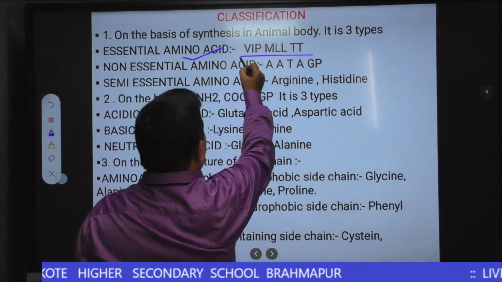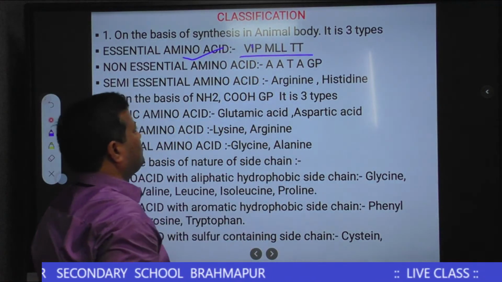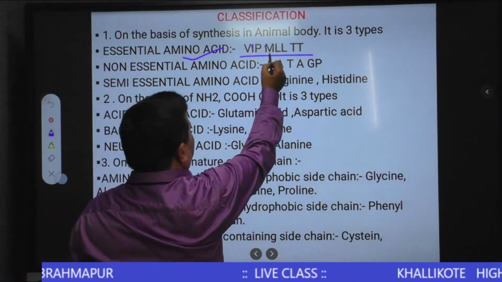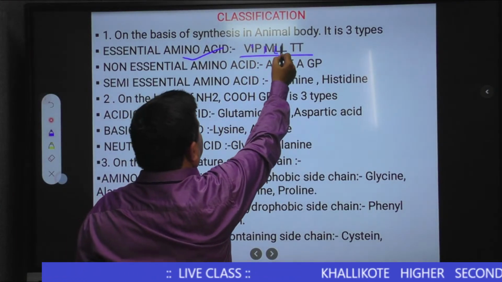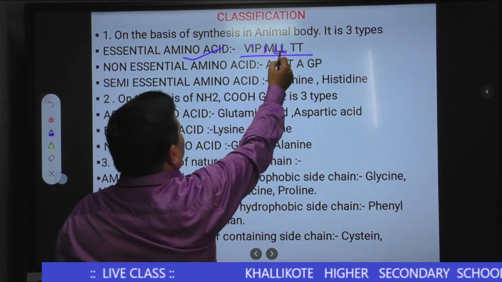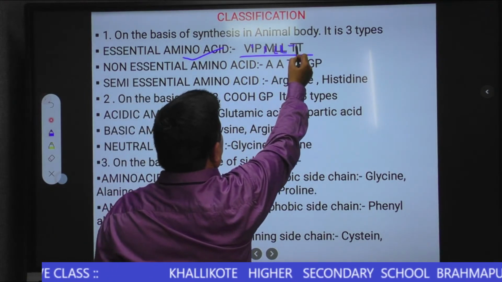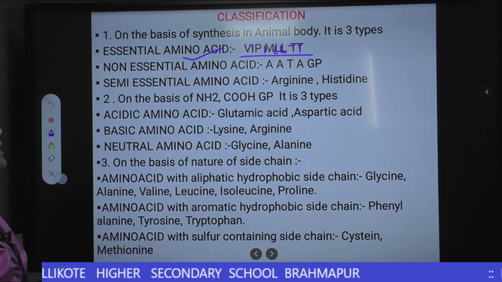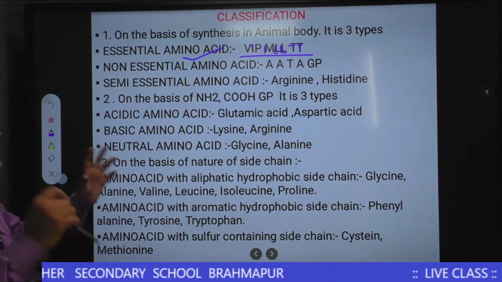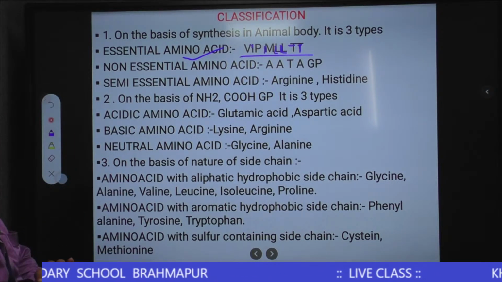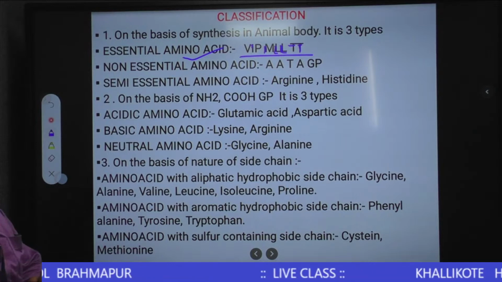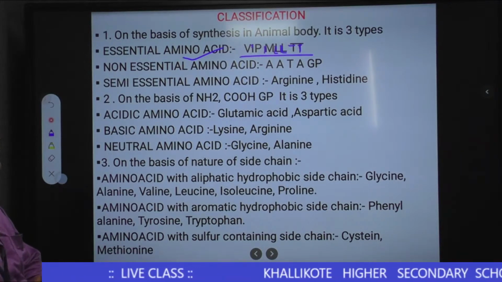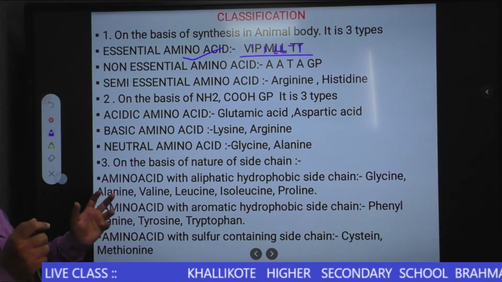V for valine, I for isoleucine, P for phenylalanine, M for methionine, L for leucine, L for lysine, T for tryptophan, T for threonine. These are the 8 amino acids. They are considered essential amino acids which cannot be synthesized in the human body. They only come through the special diet.